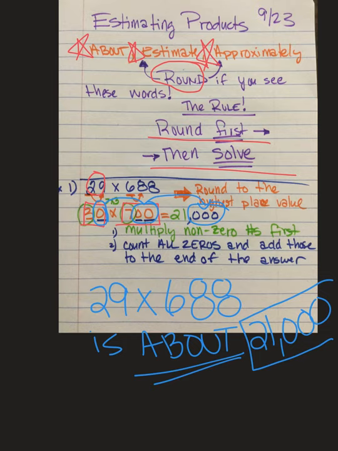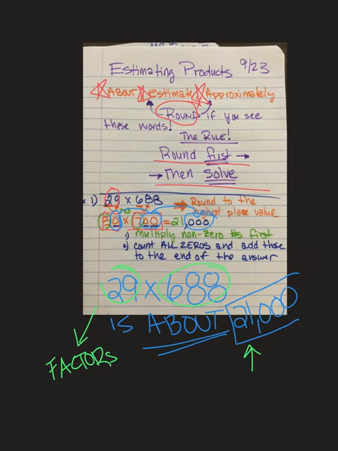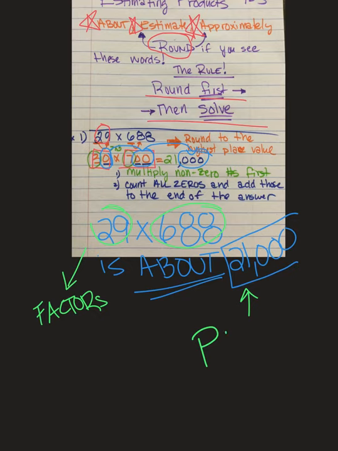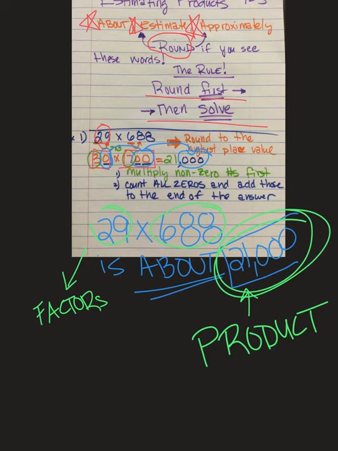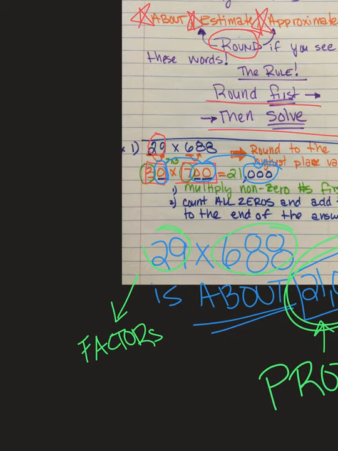And remember, these numbers, 29 and 688, those are factors. And when you multiply two factors, you get the answer, or in this case, the mathematical term for answers of multiplication is a product. Okay? That's why this is called estimating products. We're estimating the answer. And there's two factors here. 688 and 29 are both factors. Okay? Let's go to the next slide.